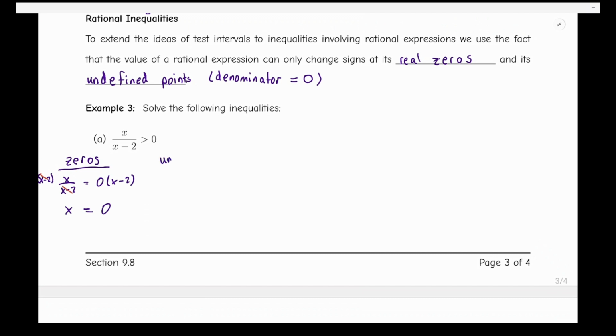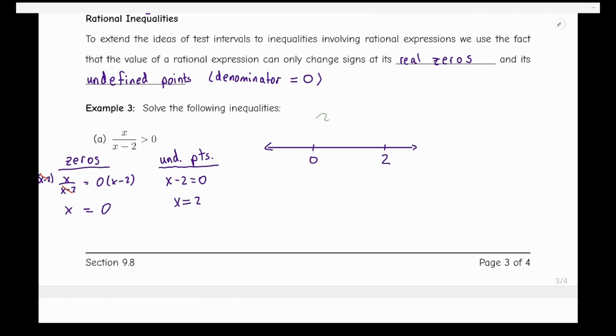And now we need our undefined points. Again, that's just when the denominator equals 0. So x minus 2 equals 0, x equals 2. So those are our undefined points. So now when I do my number line, I have to put 0 on there and 2 on there.